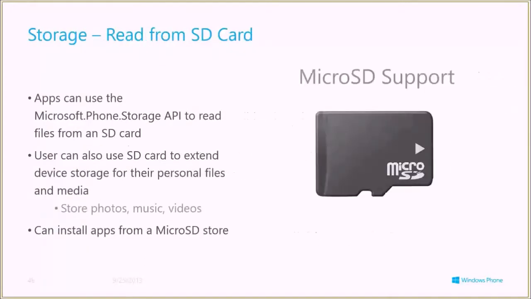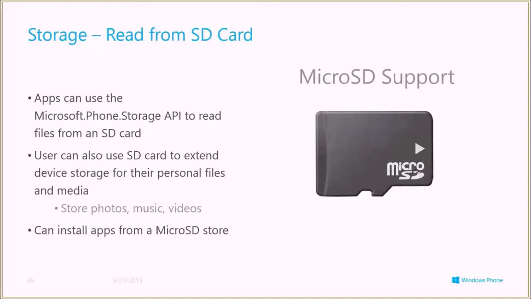So users can also use the SD card to extend device storage for their personal files and media, storing photos, music, videos, and what have you. You can also install apps from the micro SD card. Which means that if you go to windowsphone.com and select any application you find, let's choose top apps or top games, you'll find on the bottom left here, download and install manually. This means that you can download the file and store it on your SD card.